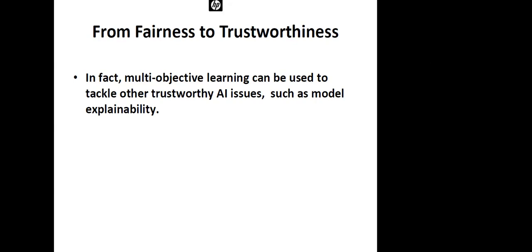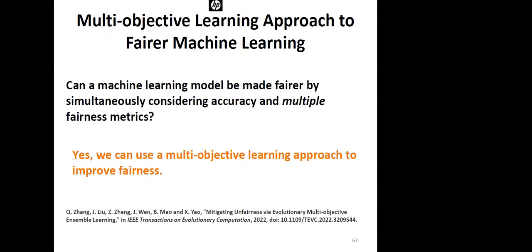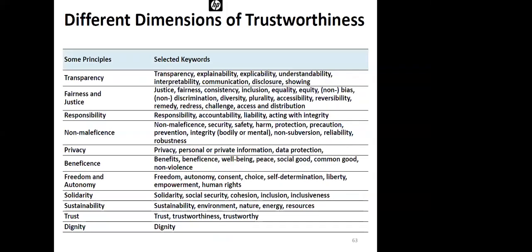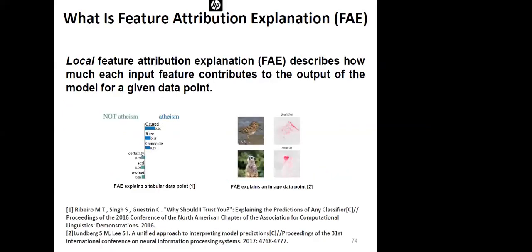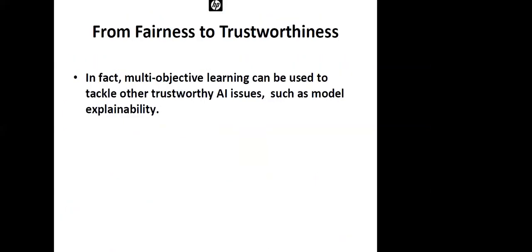A similar approach can be used to look at other dimensions of trustworthiness, because I used the table to show a lot of interesting properties, like transparency and responsibility. All these words have quite rich meanings. So let me just try to convince you with certain things. Let's look at model explainability, which is one of the two most popular topics in AI.